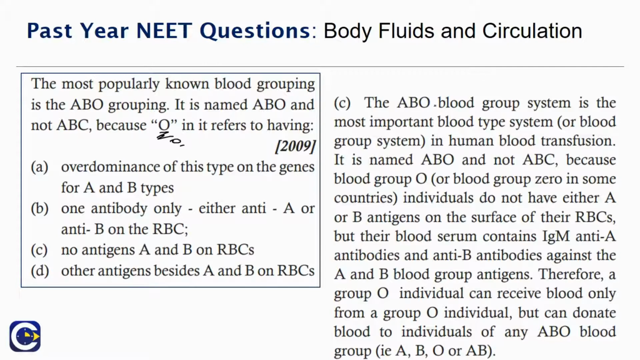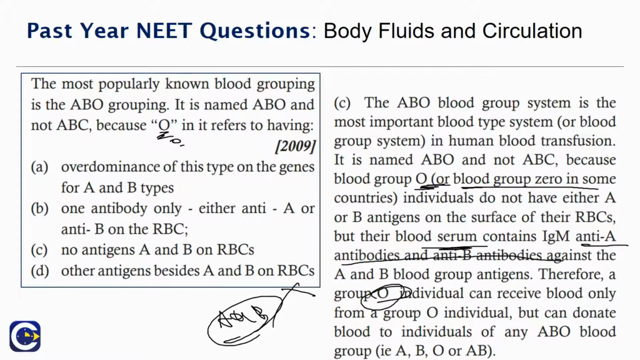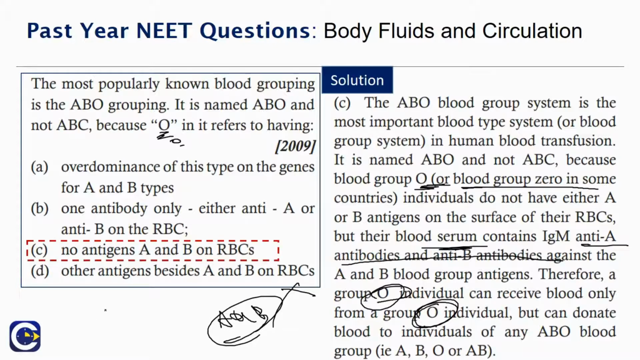So the ABO blood grouping system is the most important blood group system in human blood transfusion. It is named ABO, not ABC, because in blood group O or 0 in some countries, individuals do not have A or B antigen at all on their surface, but both anti-A and anti-B antibodies against the AB blood groups are present in the serum. Therefore, group O can receive blood only from group O, but it can donate to any of the individuals. Okay, that is the reason why we have named it O. No antigen A and B on RBCs.